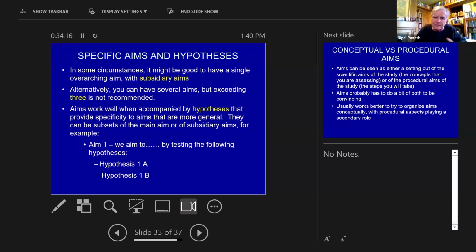Then we move to specific aims and hypotheses. Sometimes it's a single aim with some subsidiary aims. Other times it's more than one aim, but it's not recommended you go much more than 3. Aims work well when accompanied by hypotheses that provide specificity to the aims that are more general. They can be subsets of the main aim. For example, we aim to do whatever you want to do by testing the following hypotheses. You often see aims and hypotheses beneath them.